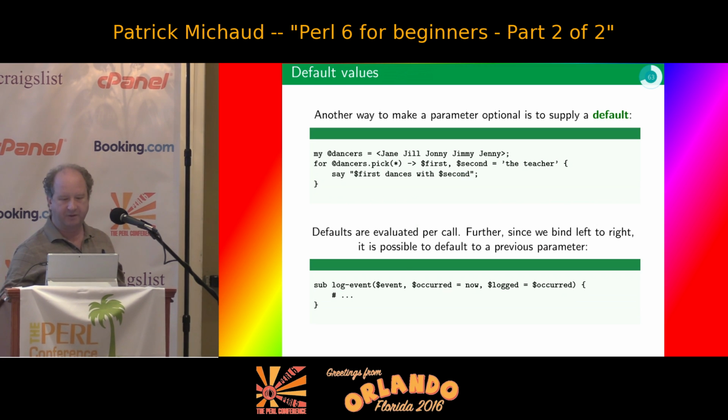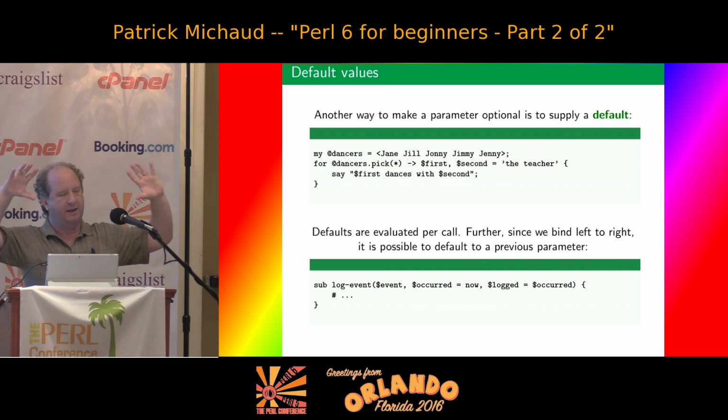You can also do a default. If you put an equal sign after something, then that says we use whatever argument is supplied if we get it, but if we didn't get an argument for that particular spot, then we will use this particular value. And that works in pointy blocks. It works anywhere where we're setting up a list of parameters. We can put the equal sign there.